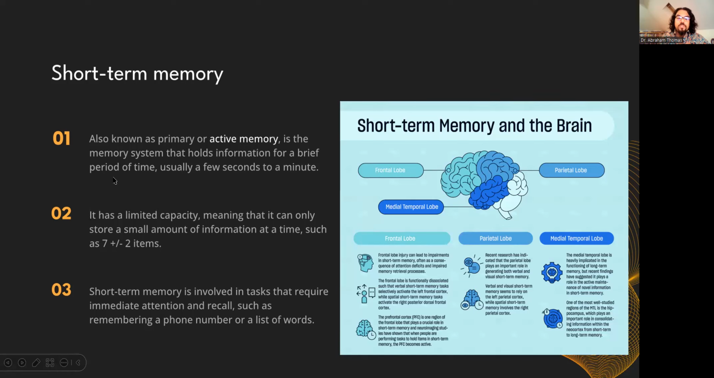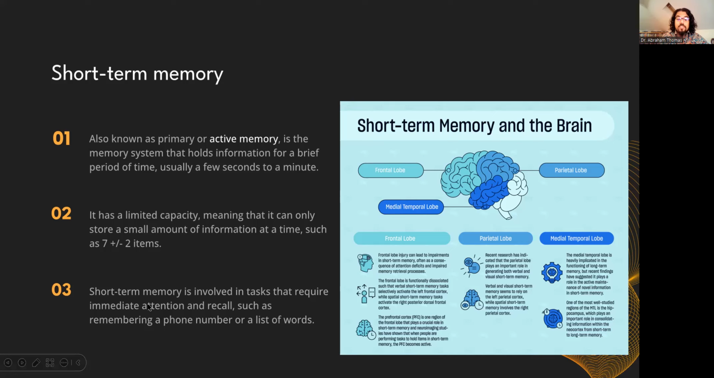So our short-term memory is also known as primary or active memory. And like we said, it's a brief period of time, usually a few seconds to a minute. It only has a limited capacity. And quite a historical study here points out that we can only hold on to a small amount of information at a time. 7 items plus or minus 2 is usually the golden rule.